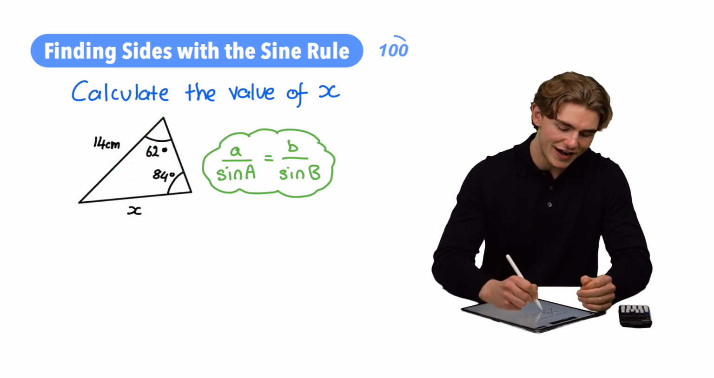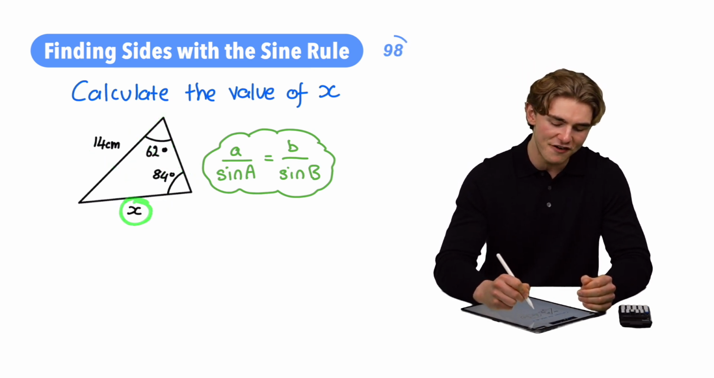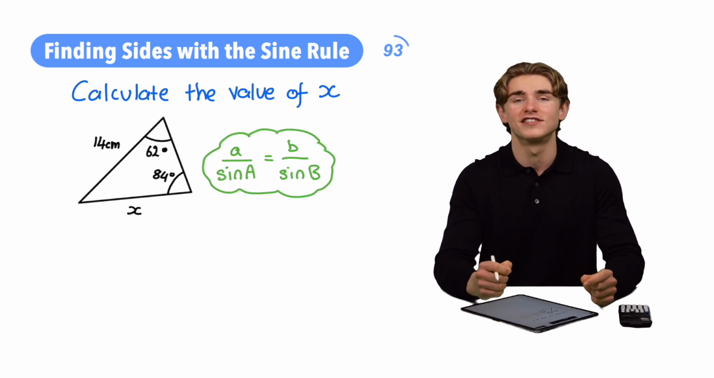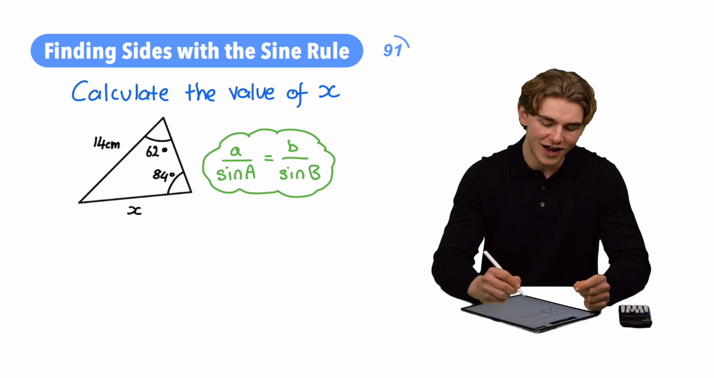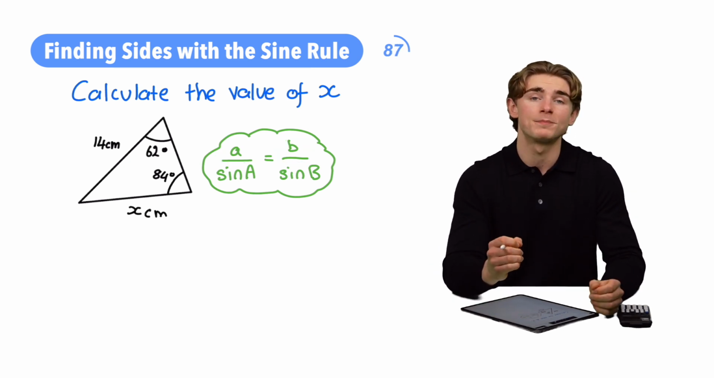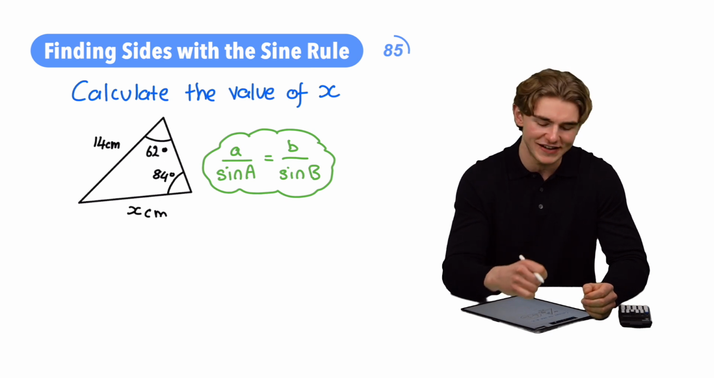We're looking for a side length, which is going to be x, and therefore we're going to be using this version over here: a over sine A equals b over sine B. This one's going to be a little bit easier because it has our side lengths on the tops of our fractions. So step number one, we're going to label our sides and our angles.